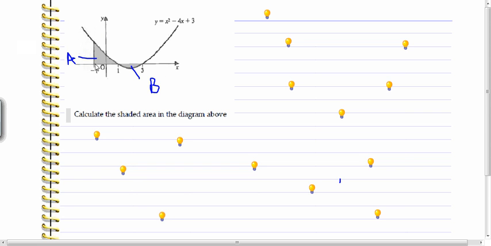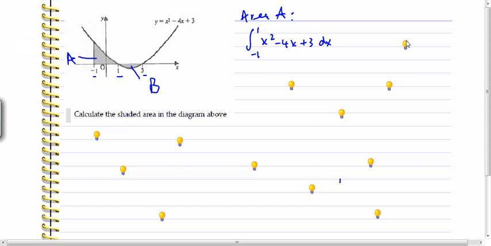Now, we know the start and end points of each area because we're given them here: -1, 1 and 3. So then it becomes a straightforward integration problem. For area A, to get that area we have to integrate between -1 and 1. Those are the boundaries for area A. And we integrate the function x squared minus 4x plus 3. That gives us the area between the curve and the x-axis.